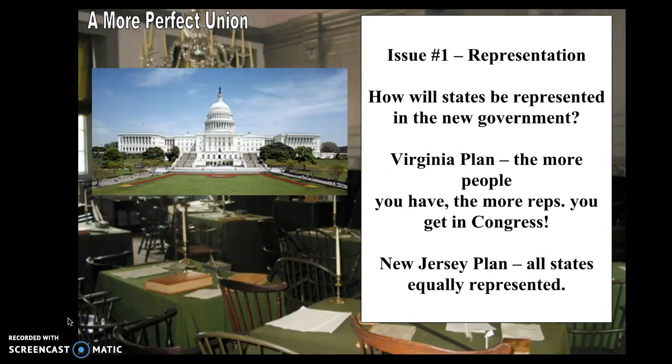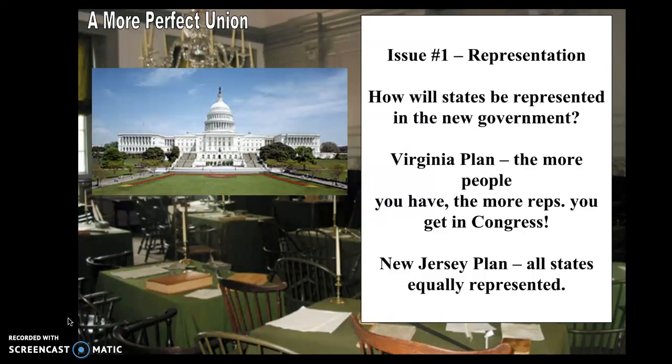So let's begin with issue number 1, representation. How will the states be represented in the new government? There were 2 plans debated. One was put forward by Virginia. It was called the Virginia Plan, and it was based on your state's population.